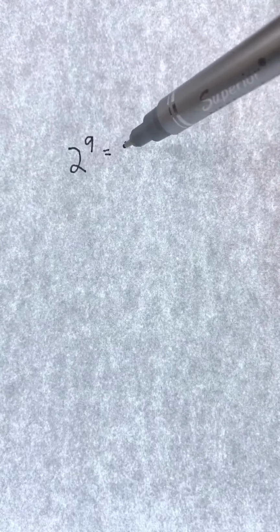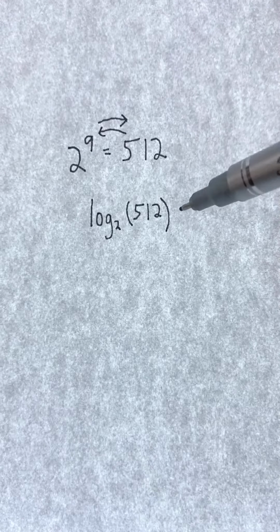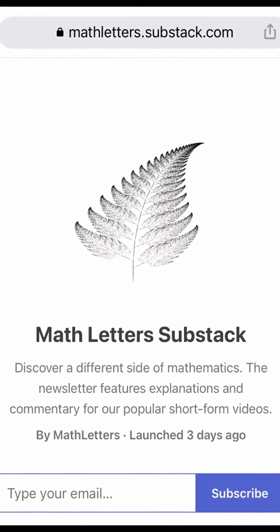Exponents are fairly straightforward, but the logarithm goes the other way. What exponent do I need on 2 in order to get 512? I'll talk more about logs in the newsletter.